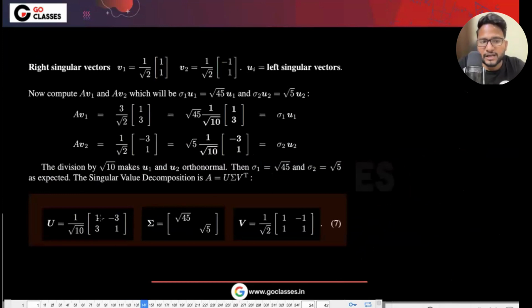Okay. So its length is 9 plus 1, 10. So that's why we are dividing by square root of 10. And then this is 1 plus 1, 2. So that's why we are dividing by square root of 2. Is this SVD fine to everyone?